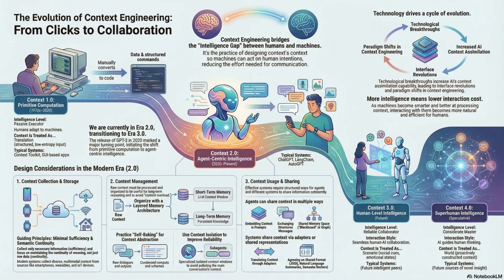It's a translation tax. And what makes this paper so great is that it maps the history of that tax across 4 distinct eras. We're going to travel from the 90s all the way to a speculative and, honestly, kind of wild superhuman future. I love a good timeline. So let's rewind. Era 1.0. The paper dates this from the 1990s up to about 2020. They call this the era of primitive computation, or, as they also describe it, the era of the passive executor.